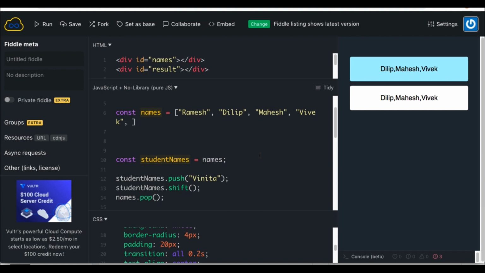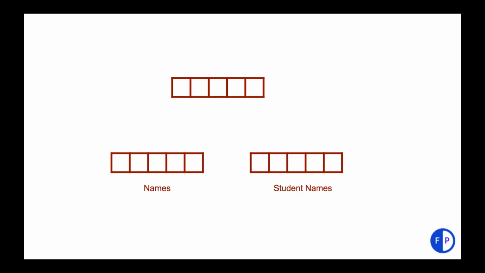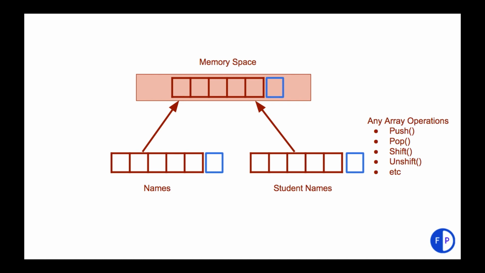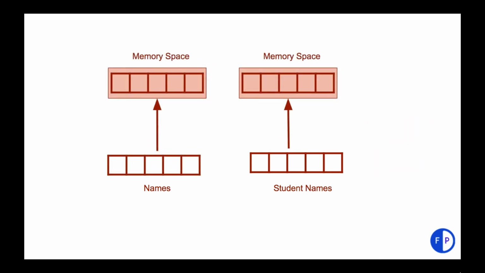Why? So let's try to understand this problem. Basically we have two arrays, names and student names, but what is happening behind the scenes, they belong to the same memory space. So if we perform any operation, whether it is push, pop, shift, unshift, etc., it will update both of the arrays, and that's the same thing happening here. So how to fix this? We should create both arrays in such a way that they should not interfere with each other's memory space, which means they should belong to their own memory space.